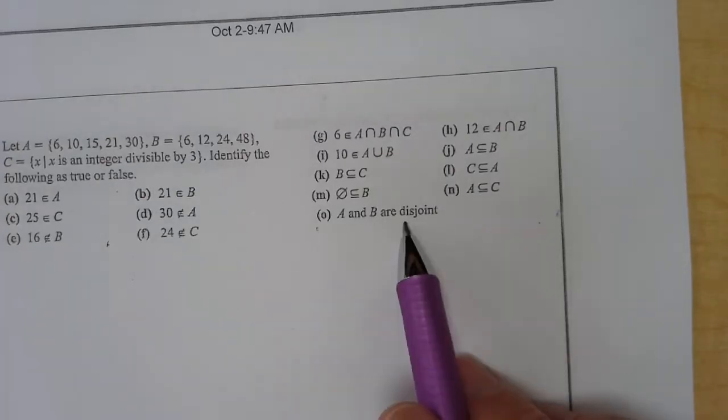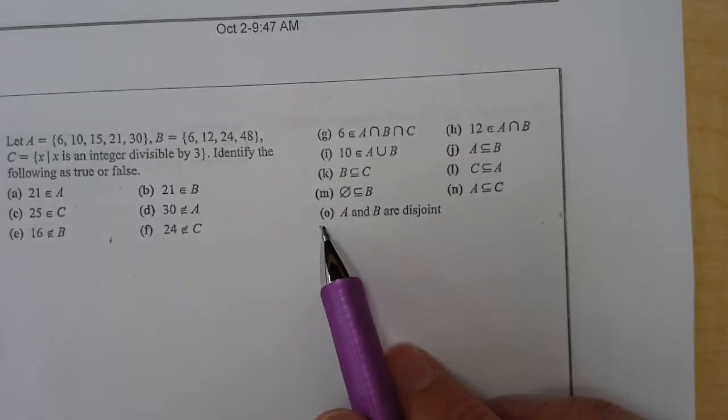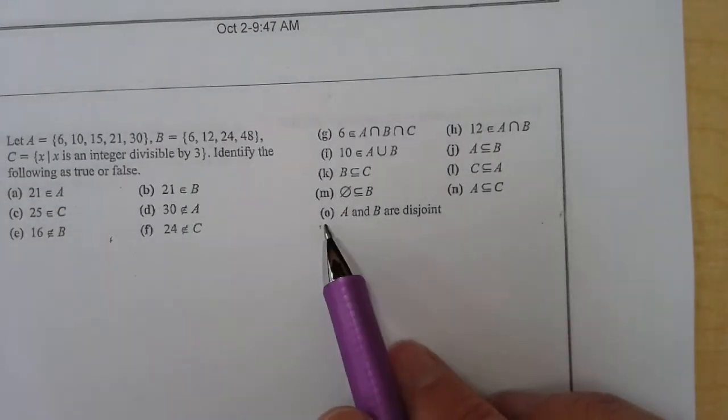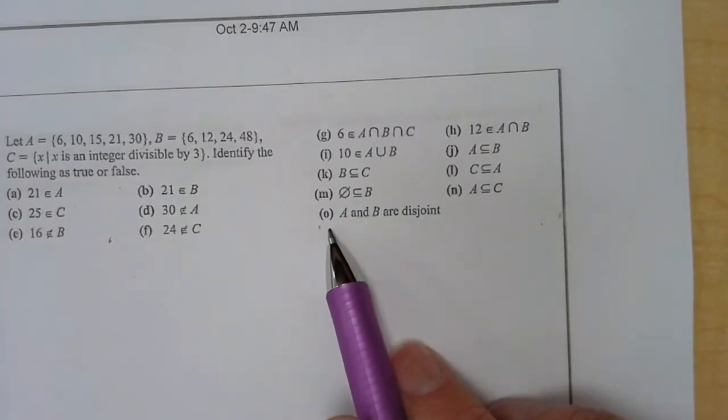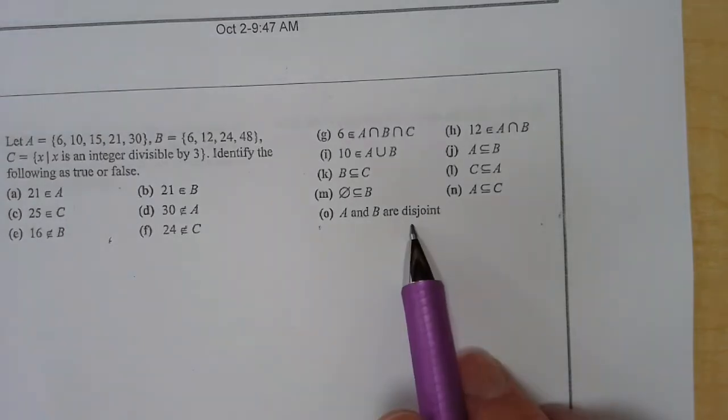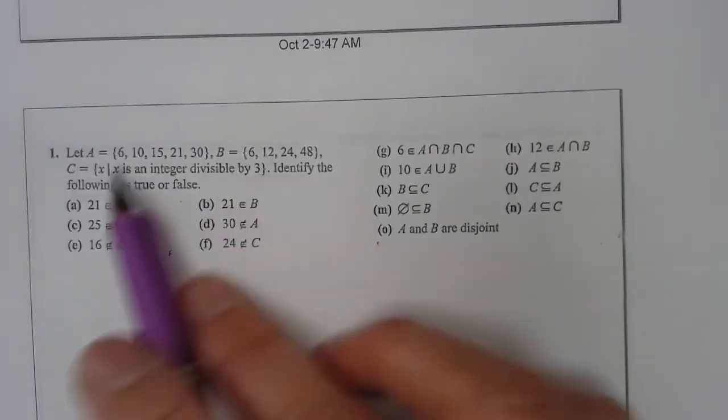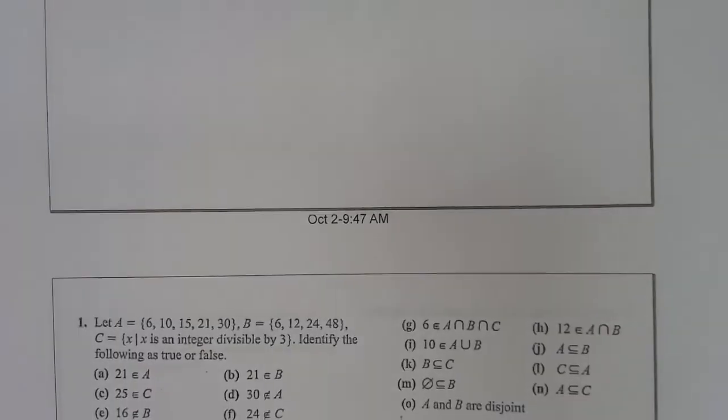Disjointed means there's nothing in common. That would be M, N, O. That would be false. Disjointed means there's nothing in common, and 6 is in common. Okay? So that's kind of the theme on that.